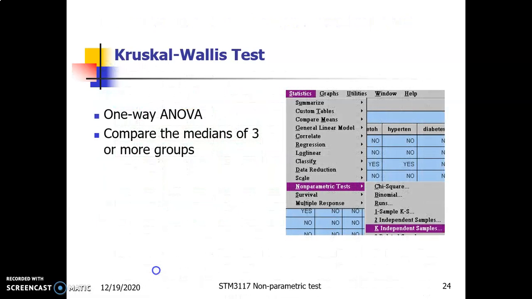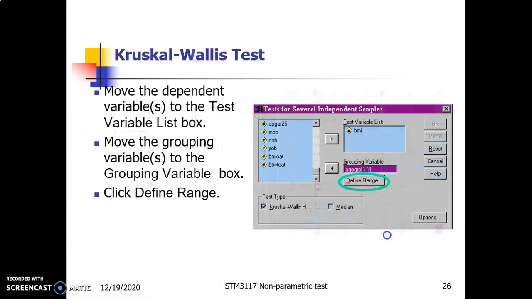And then we have the Kruskal-Wallis test. Kruskal-Wallis is a substitute for one-way ANOVA. If the data is not normal, you have to use Kruskal-Wallis. If it is normal, you have to use one-way ANOVA. Kruskal-Wallis compares the medians of 3 or more groups, while ANOVA compares the means of 3 or more groups. Alright? So you go to non-parametric test and choose independent samples, K independent samples. Okay?